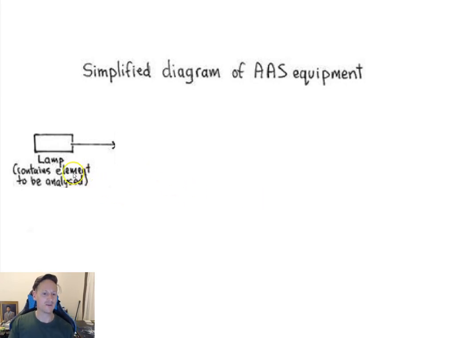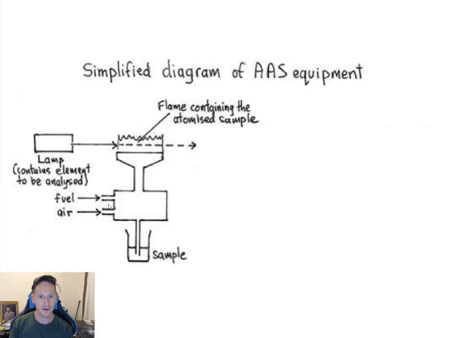So we've got our lamp, okay? And that contains the element to be analysed. So that's the cathode lamp. Then we've got our sample. Now the sample is liquid and that gets fed into the machine. The machine needs air and it needs fuel because we're going to be burning the sample. So combustion happening and there's that flame.